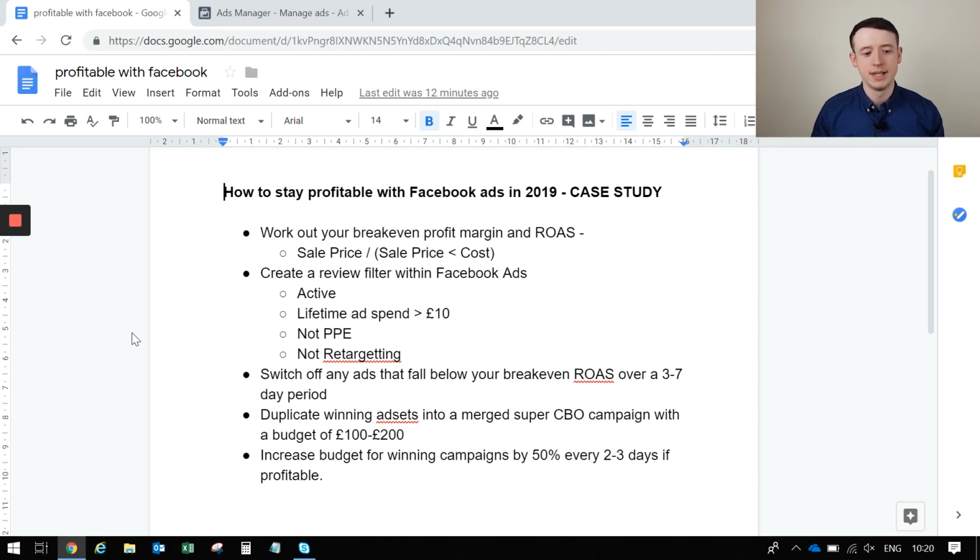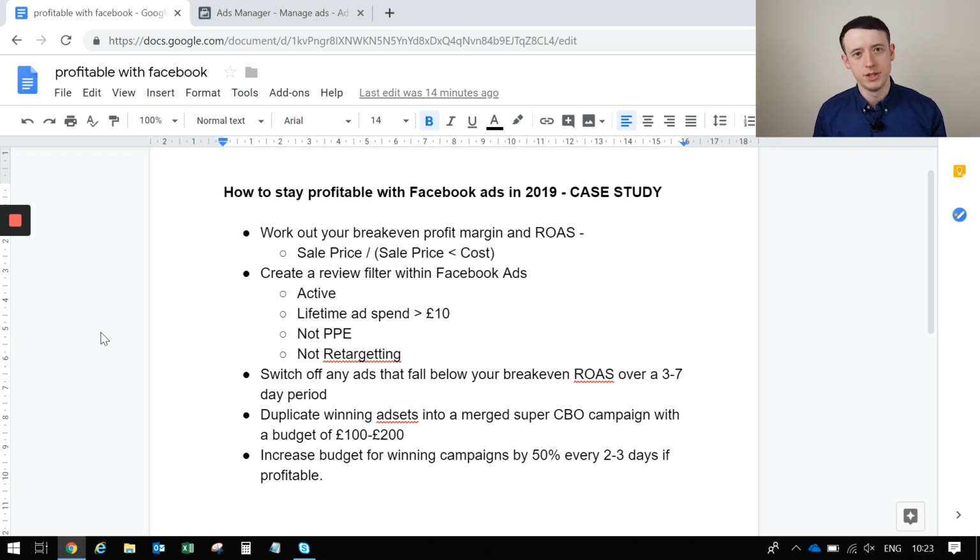know what your break-even point is. So to work out your break-even point, you just need to take your sale price, so the cost that you're selling your item for, and divide it by the sale price minus the cost of the product. That will then give you your break-even ROAS, and that's a really important metric to know because it will allow you to know when to switch off your ads within Facebook.